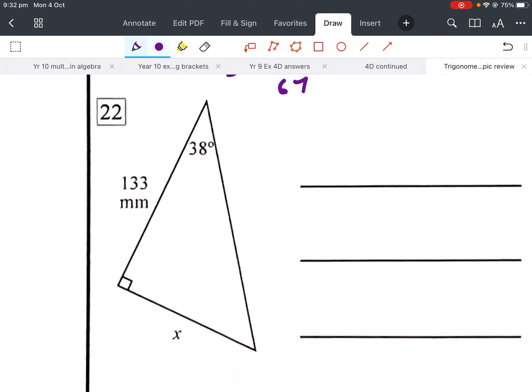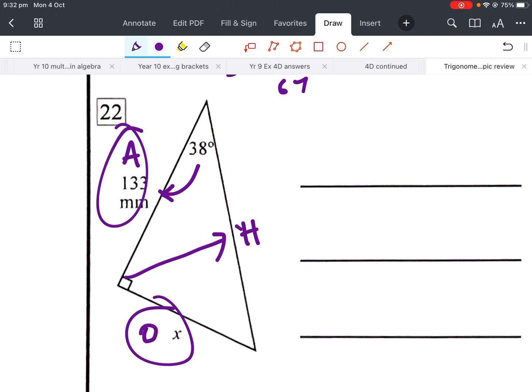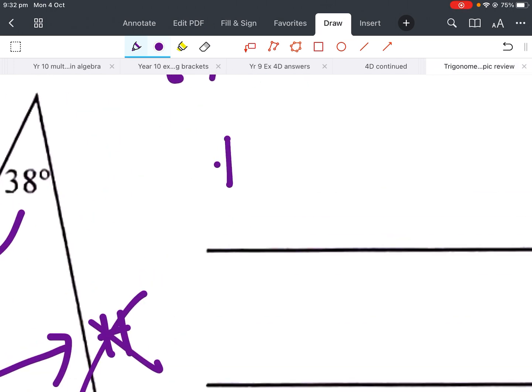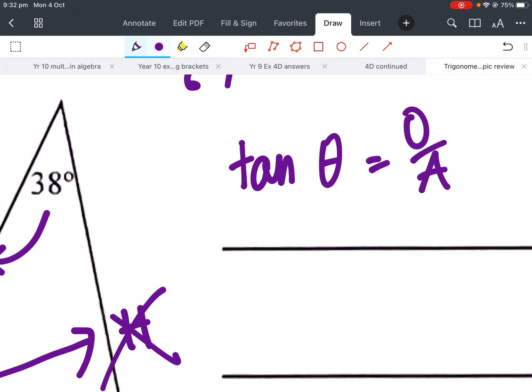All right, let's try 22. So 22 opposite the right angle, that's an H. Next to the 38 is my A. So this one over here is an O. I need these two. H has got nothing on it, so I'm not going to use it. O and A, hopefully by now you know that's tan. Write down the formula: tan theta equals O over A.